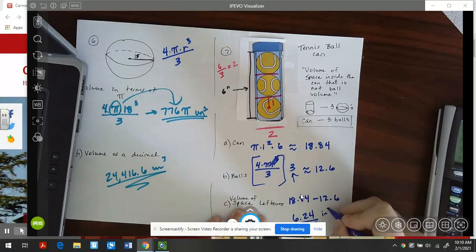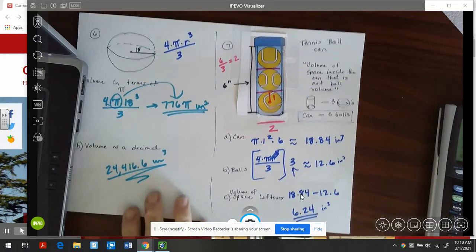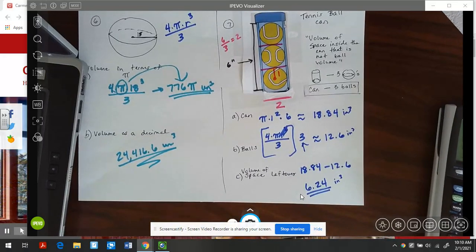Voila! Reminder, this chapter exam should be very successful. Make sure you have your formulas figured out. Know what type of shape each is by looking at it. Thank you very much.